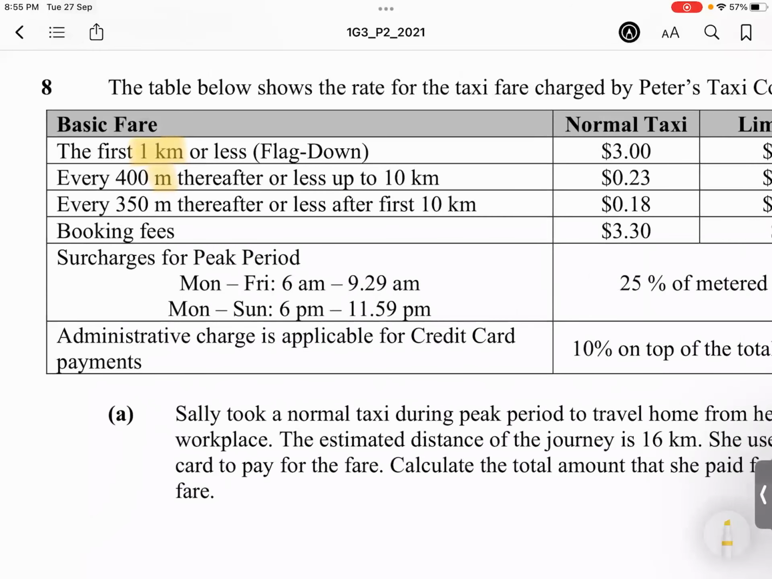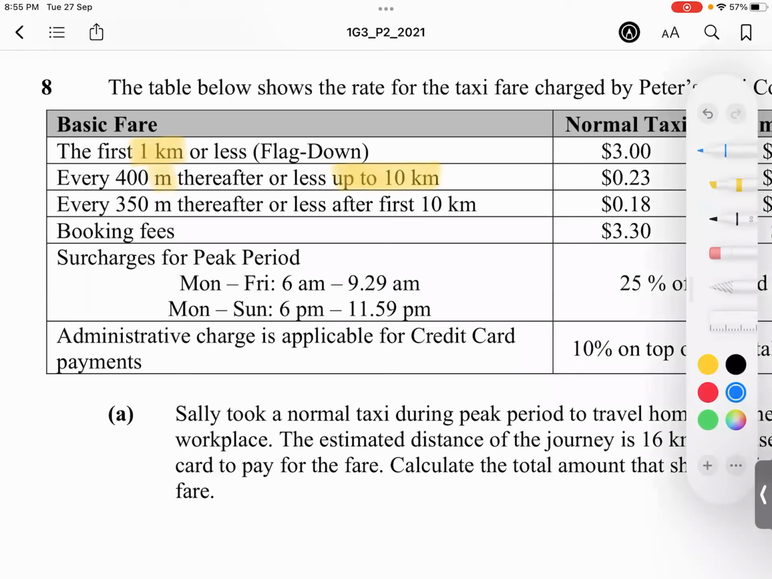Meter. Yes, this is in meters. So I told you already, right? The examiner likes to test this kind of question where you need to change units. And not only that, there is a second trap. It says up to 10 kilometers. Down here, some students may not understand what this means.